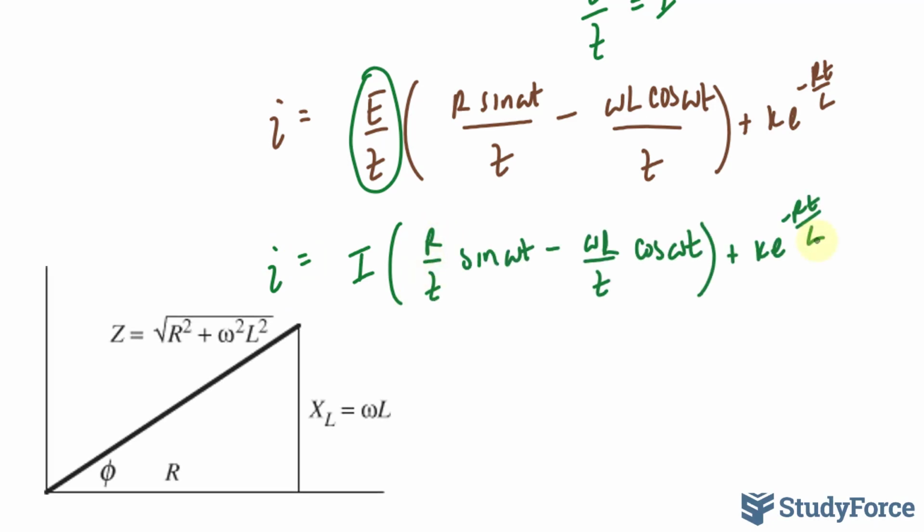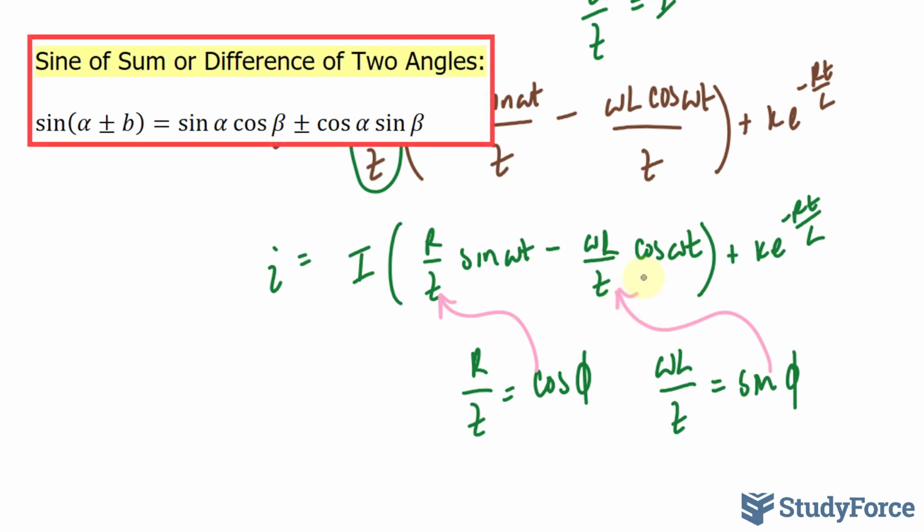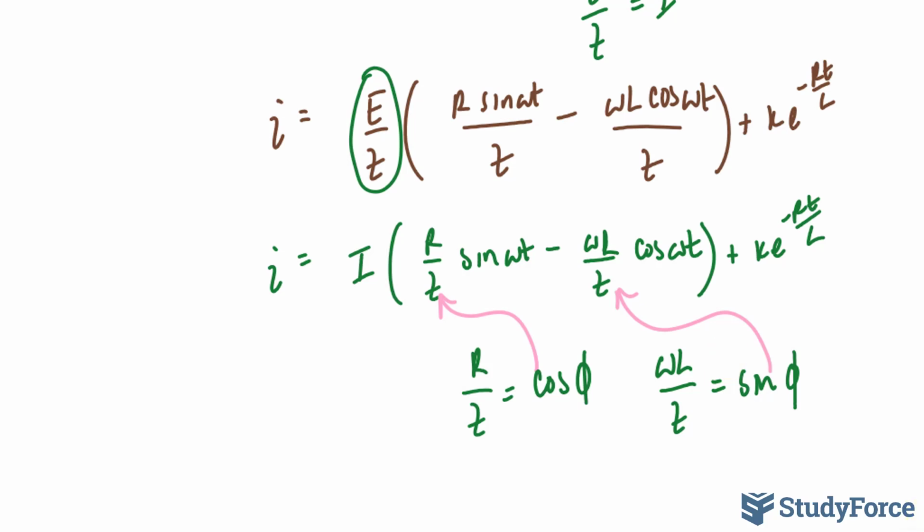And then again from the impedance triangle, R over Z is equal to cosine phi, and omega L over Z is equal to sine phi, and I'll write that down for you, where we have R over Z is equal to cosine phi, and omega L over Z is equal to sine phi. Substituting these values into here will give me an identity known as the sine of the difference of two angles. That identity is also shown on your screen. Now, if you're confused, take a look at the equation with these substituted in, and it should look like this.